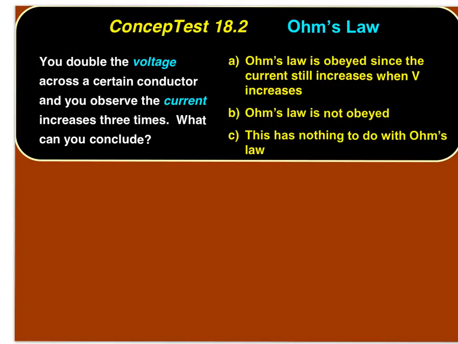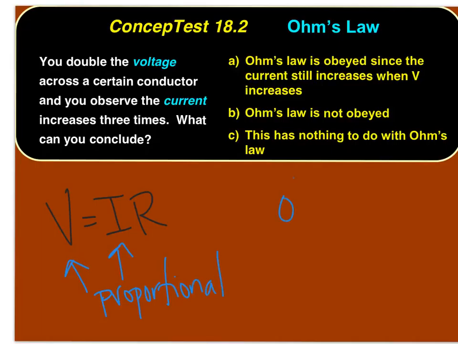Very nice. Next: you double the voltage across a certain conductor and you observe that the current increases 3 times. What can you conclude? So Ohm's law, V equals IR, says that the voltage and the current are proportional. And so we say that this is an ohmic resistor if it obeys Ohm's law.